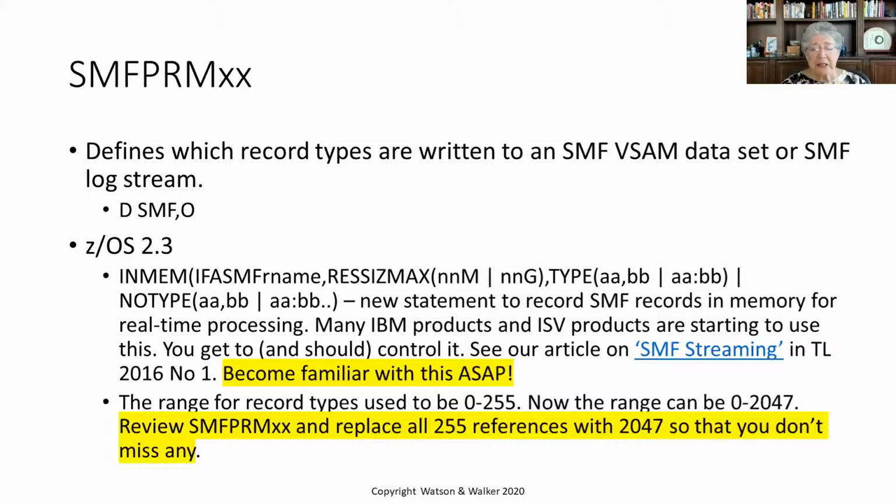Also in 2.3, they increased the max number of record types to 2047. So if you have something in your ParmLive that says, take everything from 128 to 255 and move it to this one SMF data set or stream, now the range can be 2047. Next one.